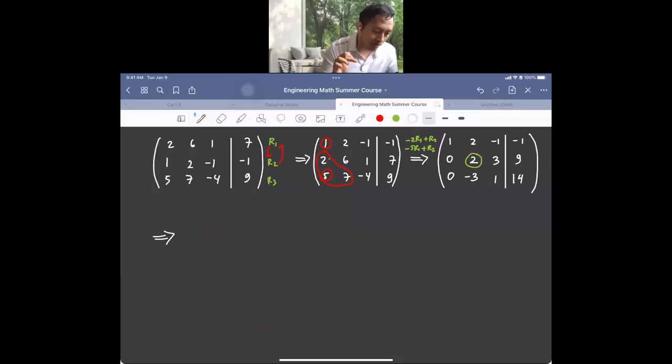So from here, let me write. I will divide row 2 by 2. So we'll write 1, 2, -1, and then 0, 1, 3 over 2, and then 9 over 2. And then 0, -3, 1, 14.